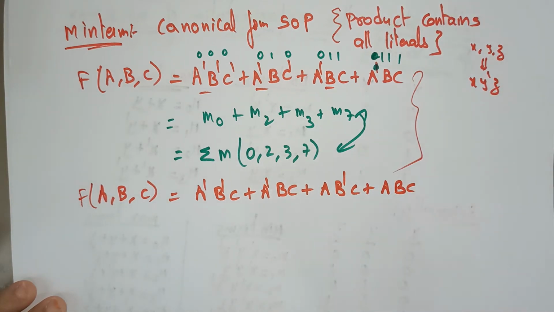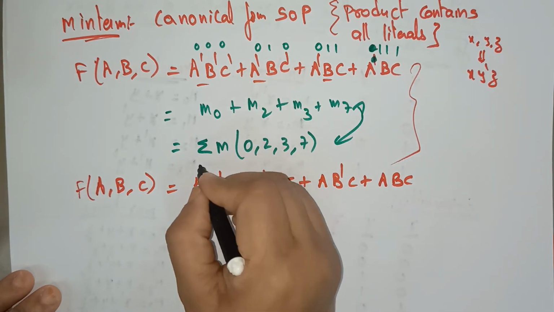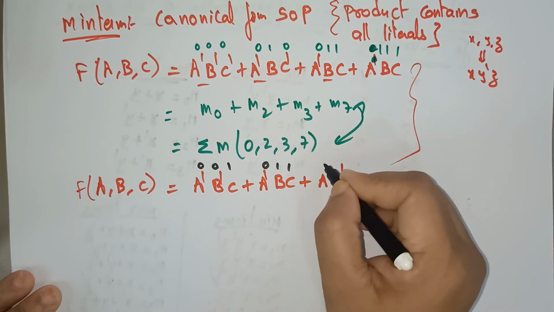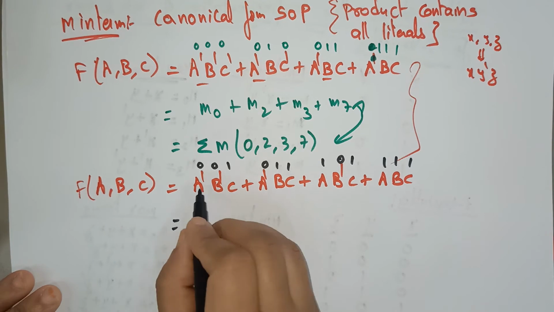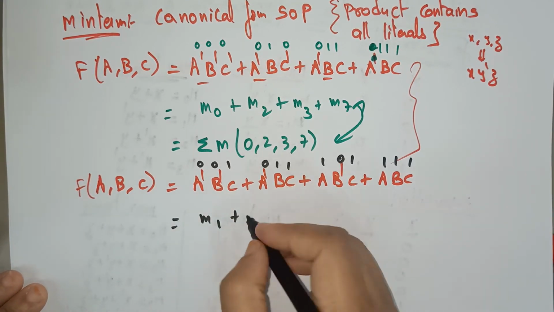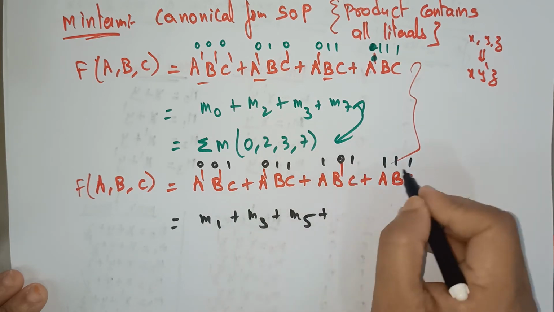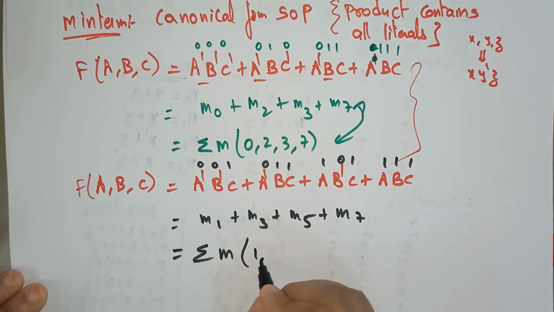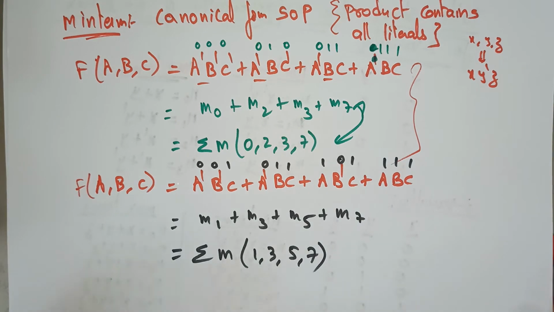Okay. So if you don't know what the min terms for this are, you just represent 0, 0, 1, 0, 1, 1 and 1, 0, 1 and 1, 1, 1. Okay. So 0, 0, 1 is nothing but M1. 0, 1, 1 means nothing but M3. And 1, 0, 1 is M5. And 1, 1, 1 means M7. So you can represent it as sigma M 1, 3, 5, 7. So this is about the min term.